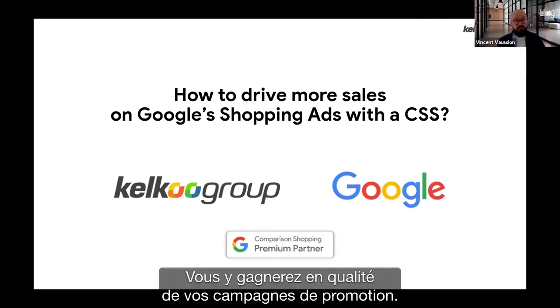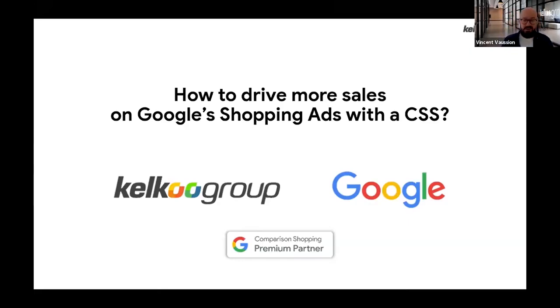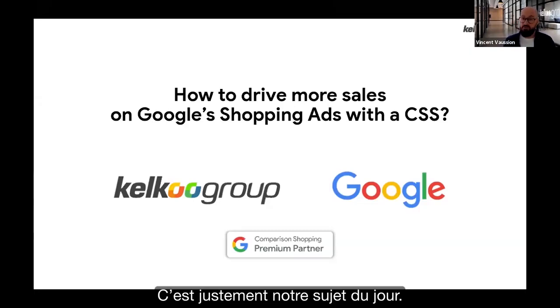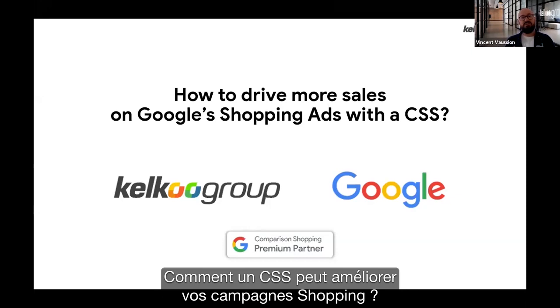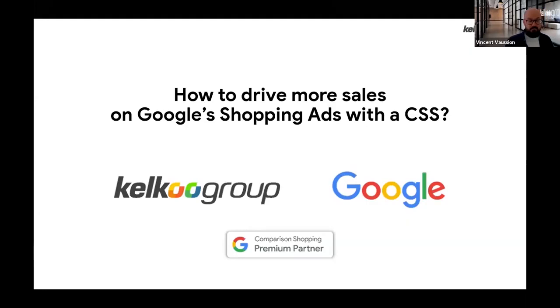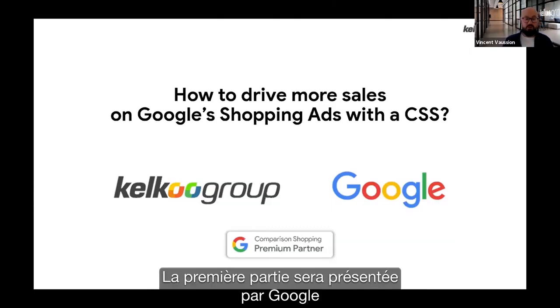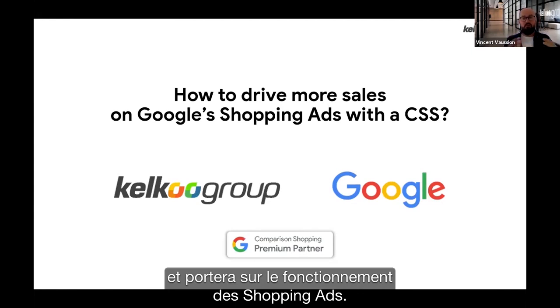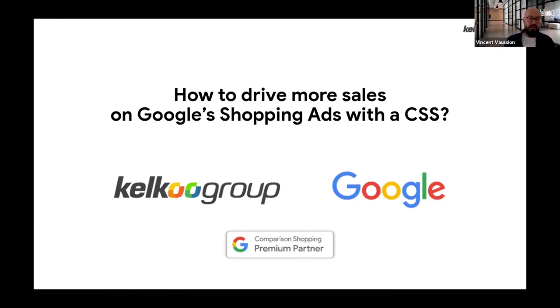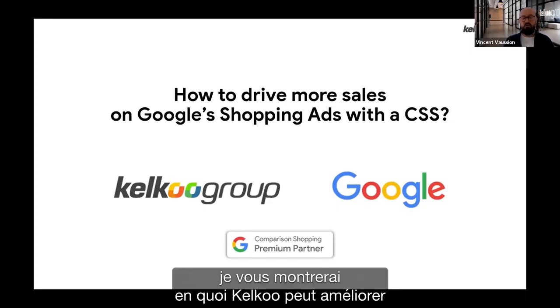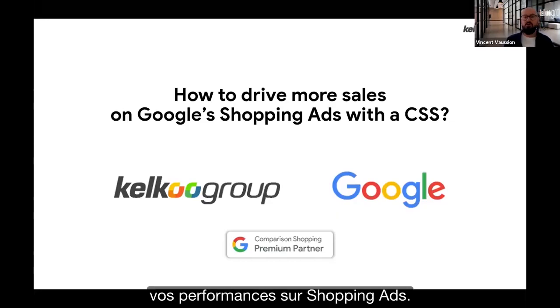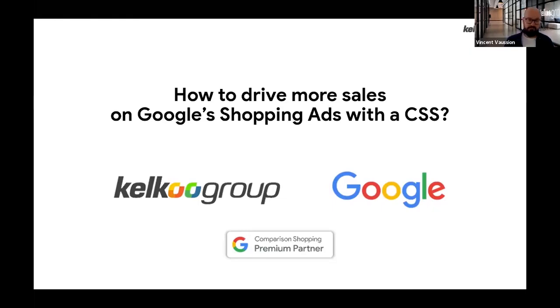Well, what's in it for you is the improvement that a CSS can bring to your shopping ads campaign. And this is exactly what we're going to talk about today. We're going to talk about how a CSS can improve your shopping ads campaign. To do so today, we've separated this webinar in two parts. The first part will be by Google, where Google explains shopping ads, how it works, and the different products that you have. And in the second part, I will talk to you about how Kelkoo can very concretely improve your performance on shopping ads.